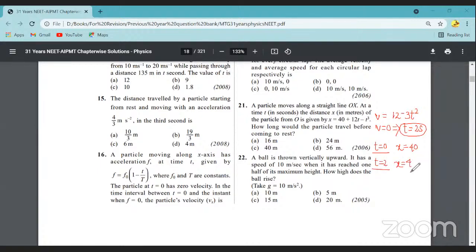x equal to 40 plus 12 into 2, that is 24, minus 2 into 2 cubed, that is minus 8. So how much is it? 24 minus 8 is 16, plus 40 is 56. It was at 40 and went to 56, so the distance is 16.